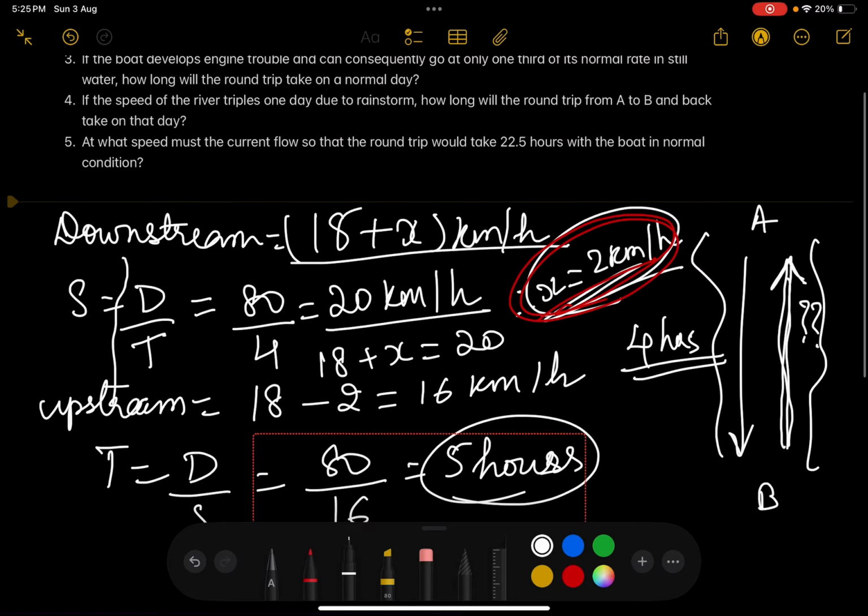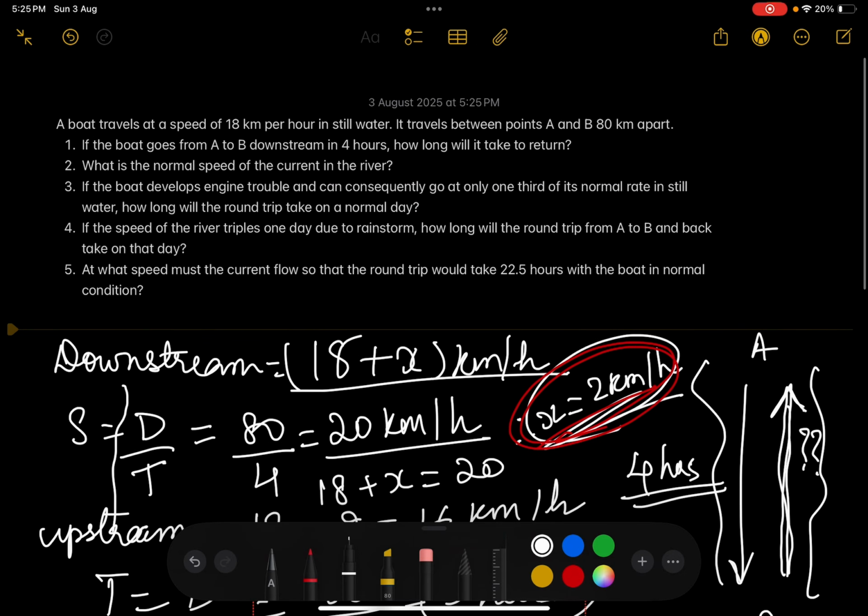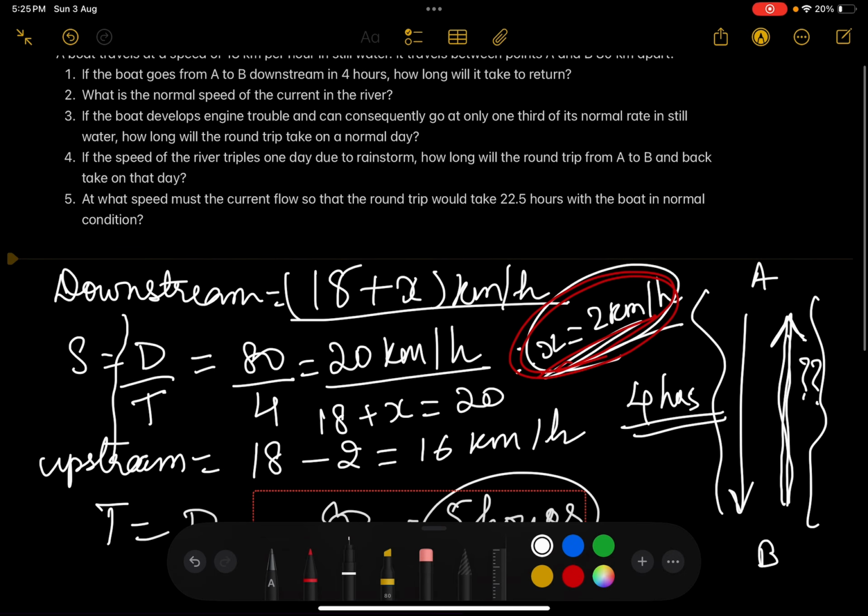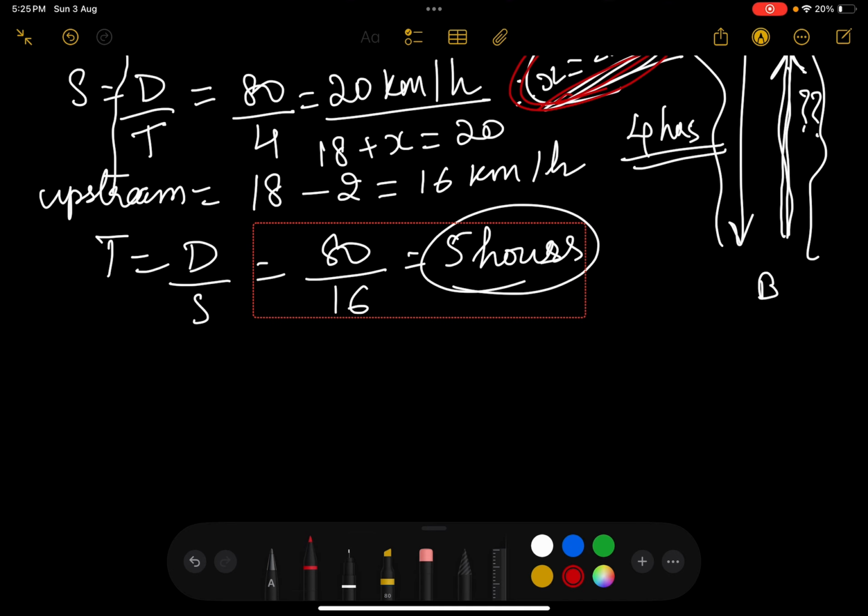Okay, so what was the question? The question was, how long will it take to return? And we know that the answer will take 5 hours to return. Okay, so this is the first question. So I hope this is clear.